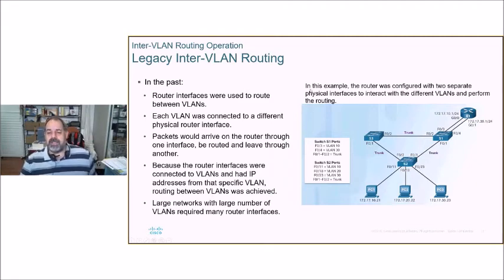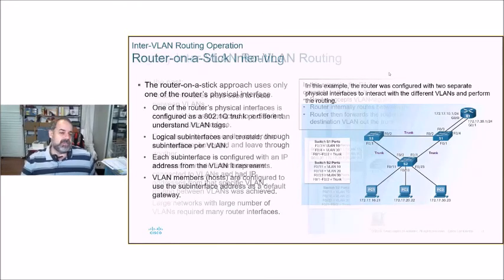So in this example, the router was configured with two separate physical interfaces to interact with different VLANs and perform the routing. And so we had VLANs 10 and 30, and one of those was 10 and one of those was 30, and away you roll. So it worked nicely, but adding another VLAN was going to cost you money.